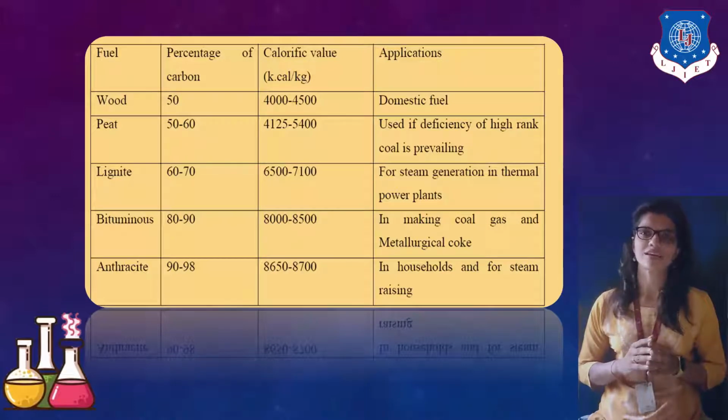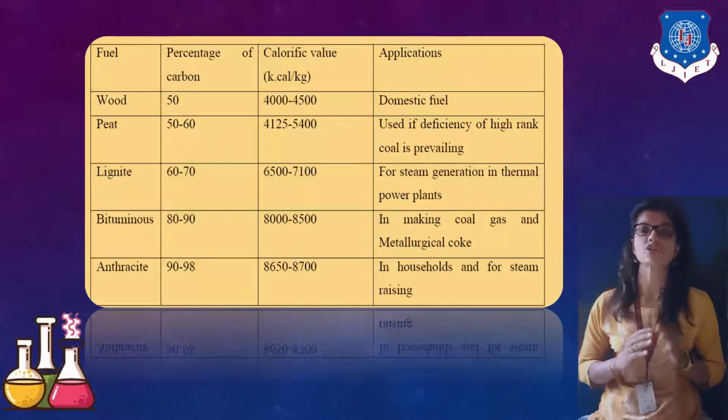The first thing is wood. Wood contains 50% of carbon. The calorific value will be from 4000 to 4500 kilocalorie per kg. So when we burn 1 kg of wood, we get approximately 4500 kilocalories. This is the meaning of it, and it is widely utilized as a domestic fuel.